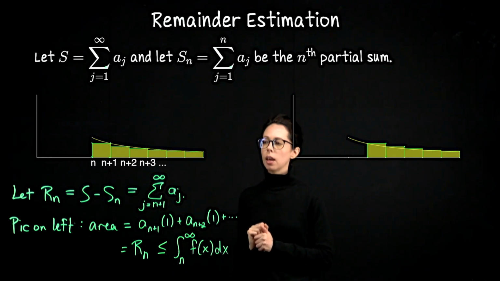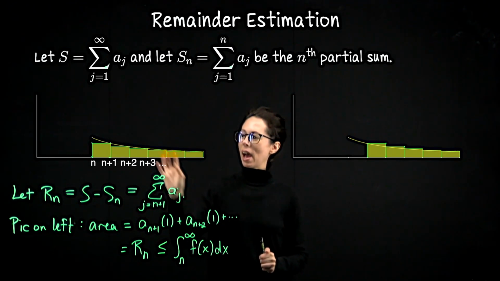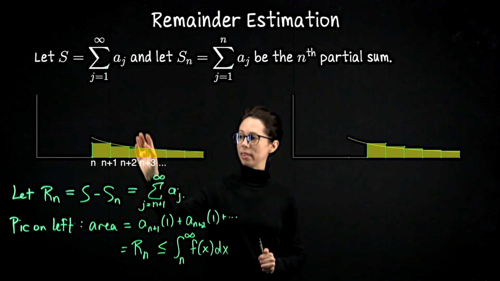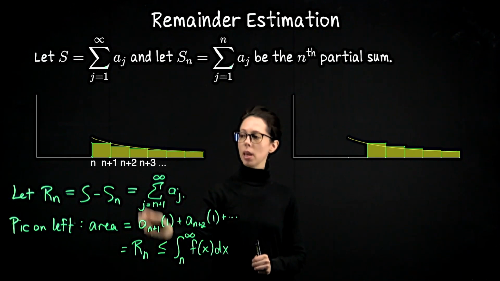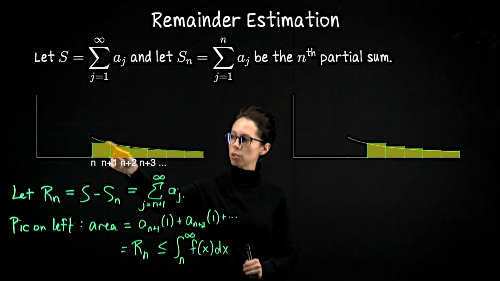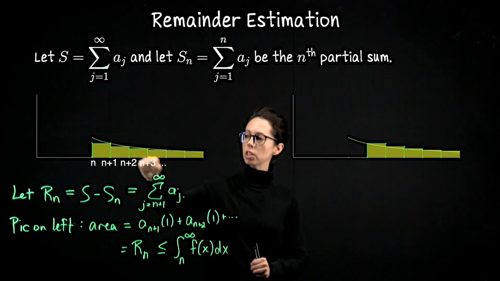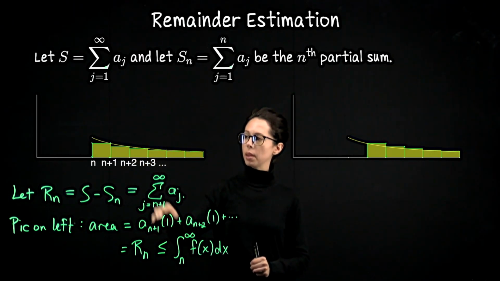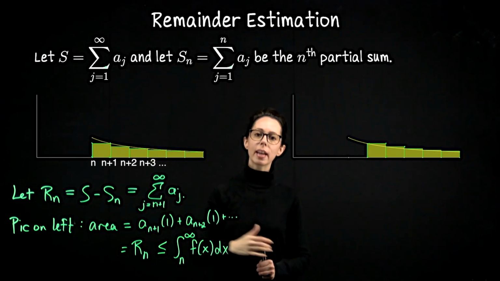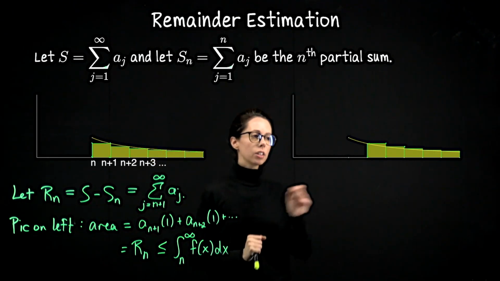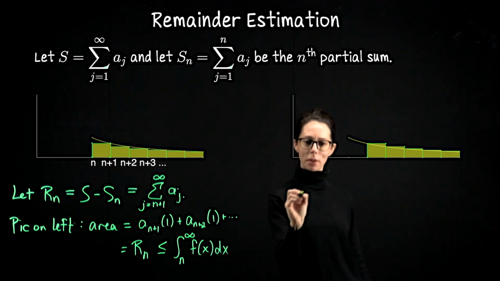Okay. So to repeat myself, because I don't think I said it very clearly just now, I'm concluding that all of these rectangular areas sum up to the value of our remainder. But because in this picture, each rectangle is being determined by right endpoint for this decreasing function, this area sum is an underestimate to the true area under the graph of this function starting at x equals n. Contrast that to what's going on over here in this picture on the right. So let me say, pick on right.